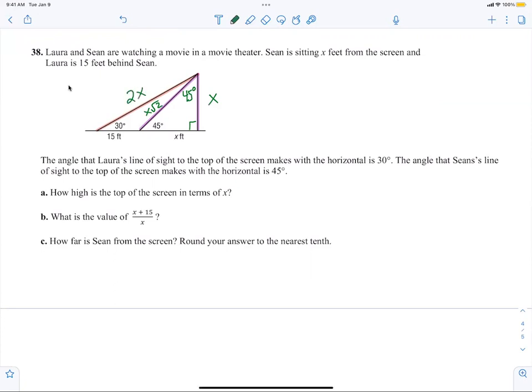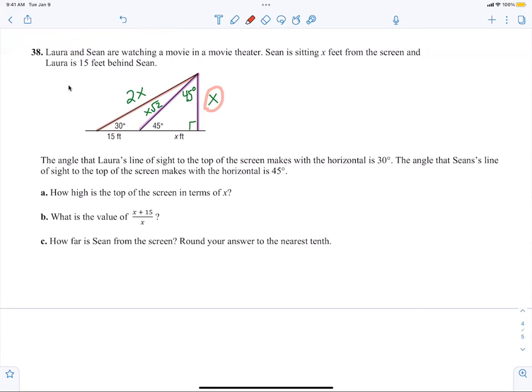Now, does anybody have any problems with that? Why is it 2x? Because you see the big triangle, right? It's a 30, 60, 90 triangle. The hypotenuse is always twice whatever the 30-degree side is. All right. Makes sense now, right? So I have a relationship for all the sides now.